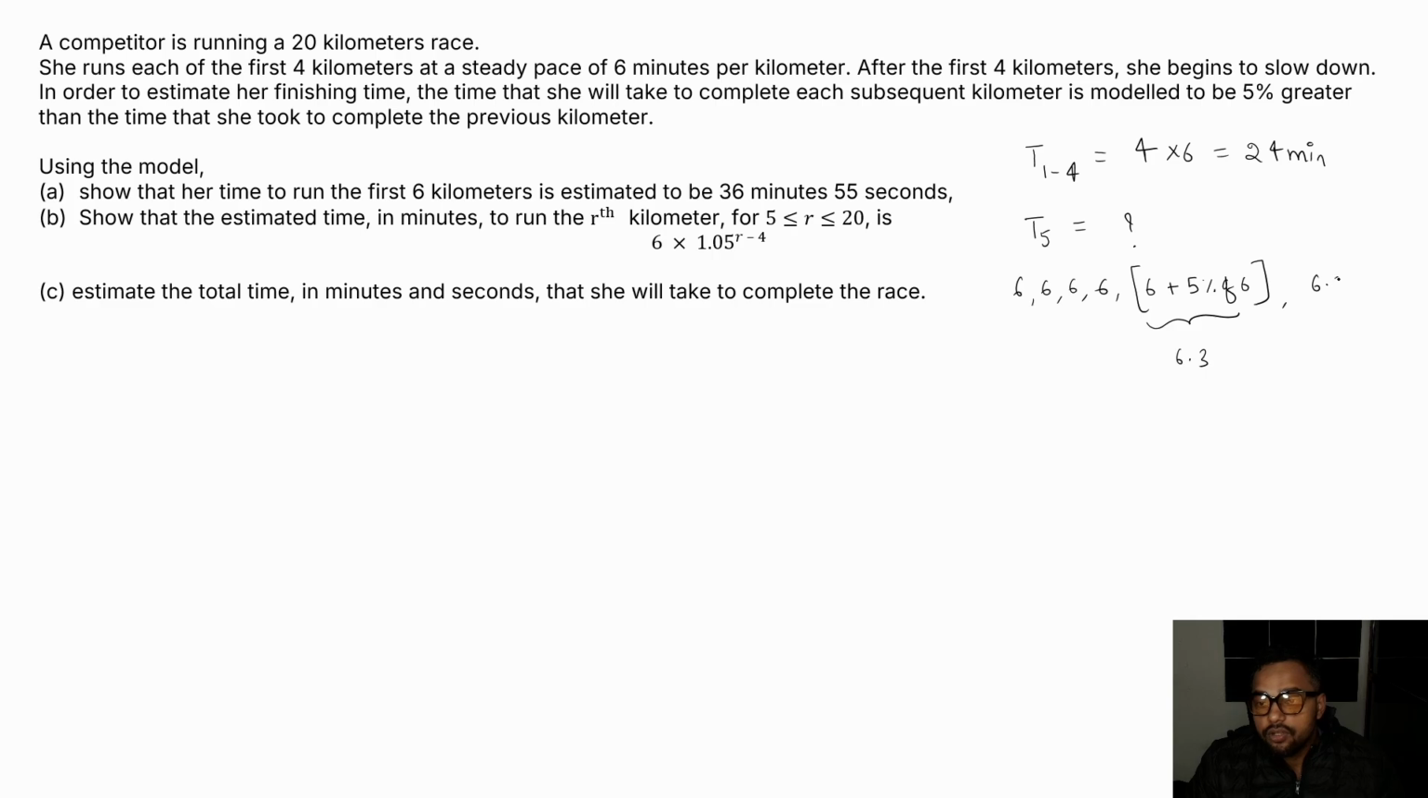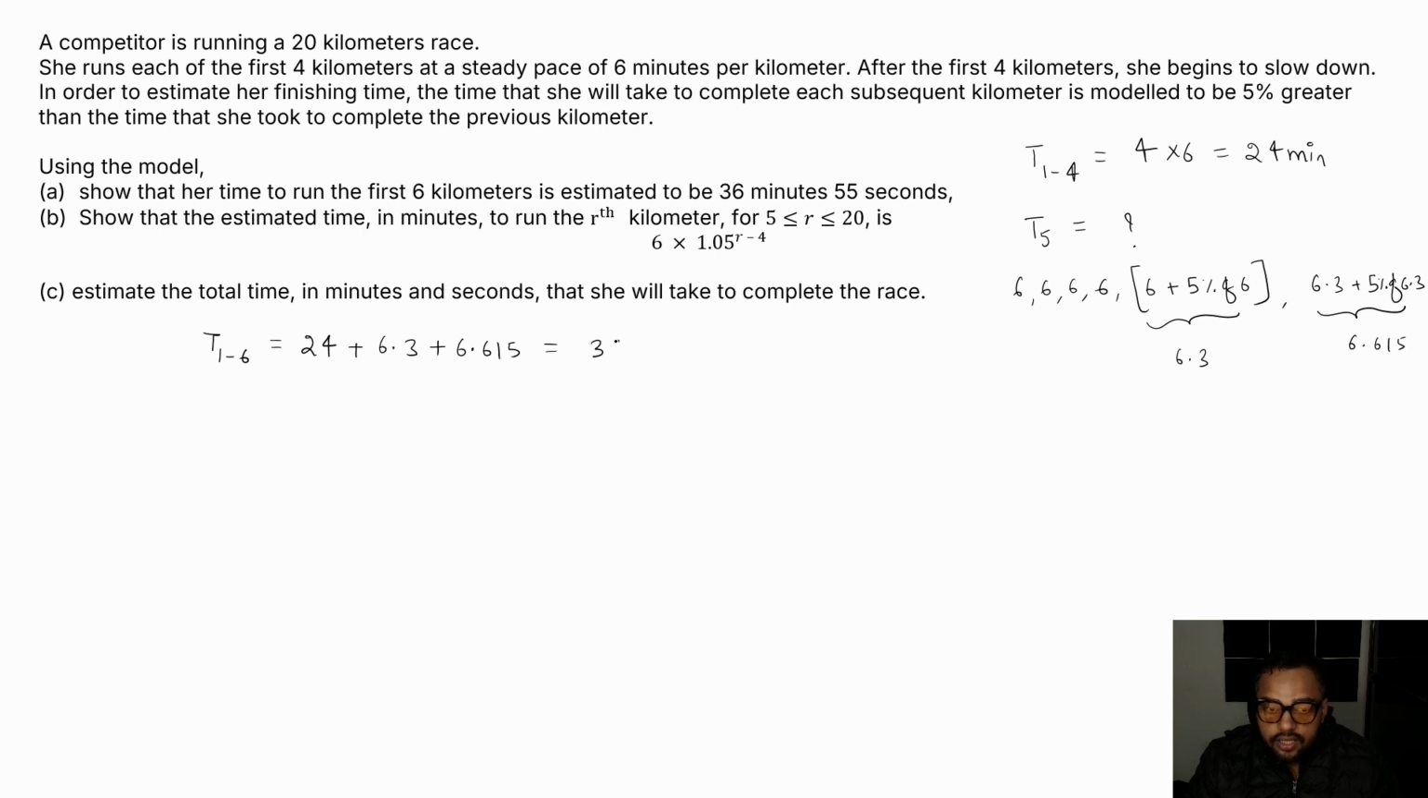So we can say 6.3 plus 5% of 6.3, for the sixth kilometer. So it will be equal to 6.615. Okay, so we can see here that we have calculated the total time required to complete the 1 to 6 kilometers. The first 4 kilometers' time taken was 24 minutes. For the fifth kilometer it was 6.3, and for the sixth kilometer it was 6.615.